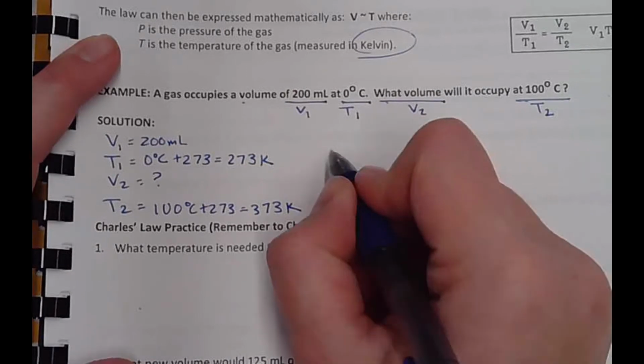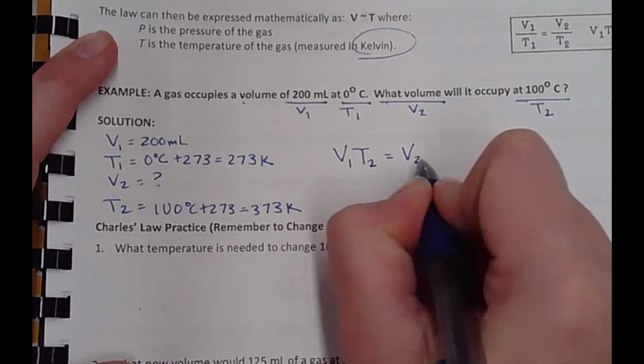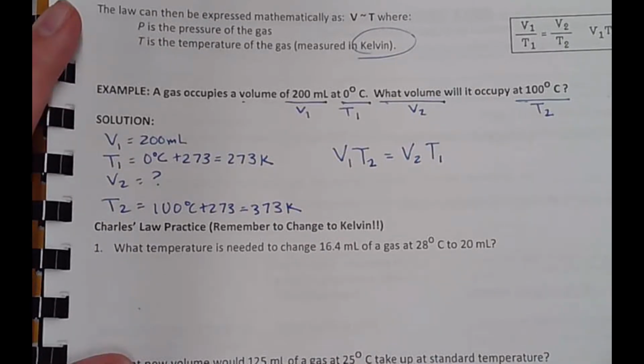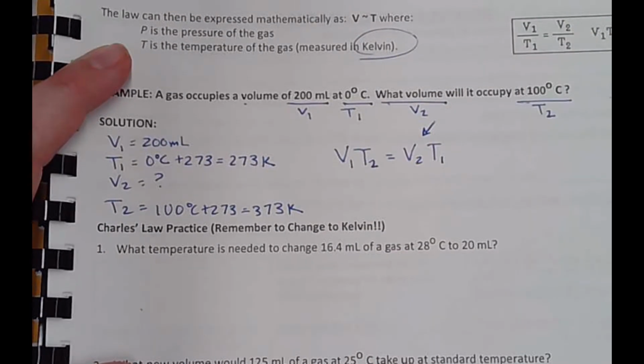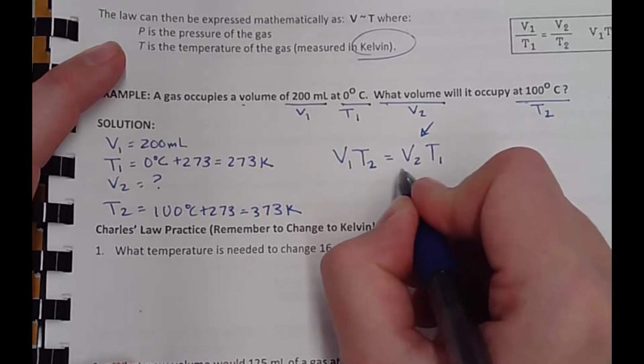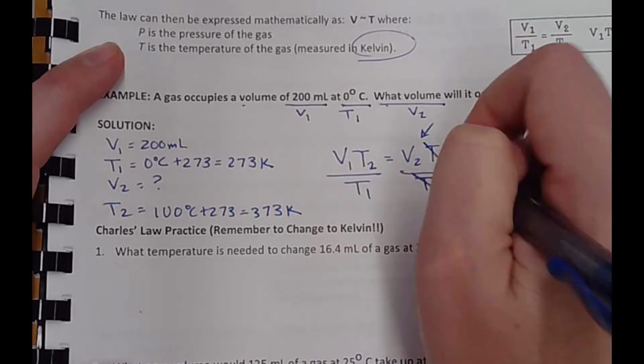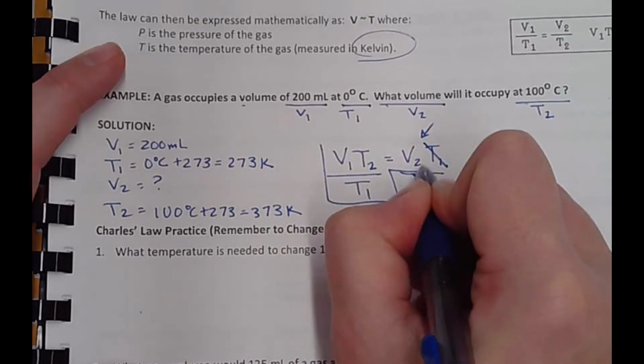So I have volume 1 times temperature 2 equals volume 2 times temperature 1. I'm trying to solve for V2. So I need to move temperature 1 to the other side. Since I'm multiplying by T1, I would divide both sides by T1, and this cancels. So I now have this equation.